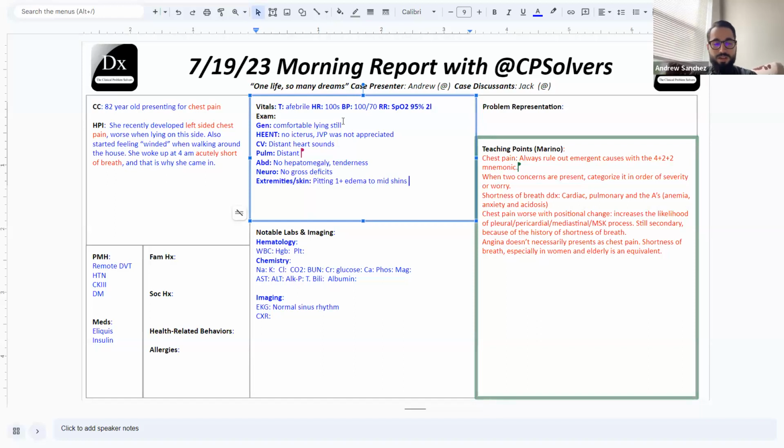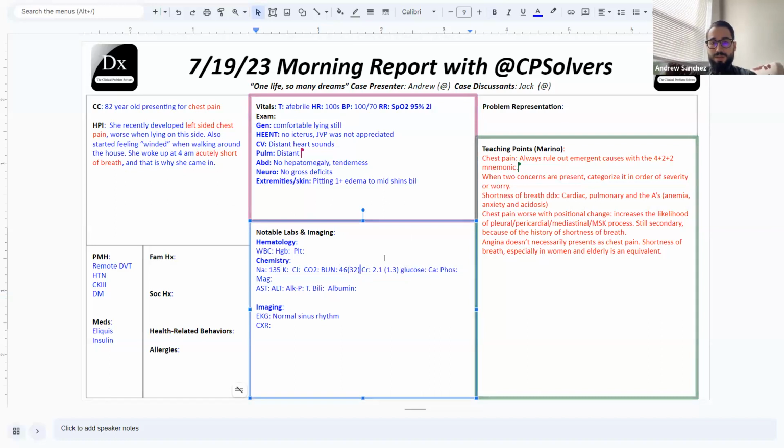And for labs, I'll just give you the remarkable ones. She had a mild hyponatremia to 135, an AKI with a creatinine of 2.1 from 1.3. She had some azotemia with a BUN of 46 from 32. She had normal LFTs, no prior NT-proBNP, but the BNP was 1070, which was high. Her troponins were 23 downtrending to 14. She did not have any leukocytosis. She had a stable normocytic anemia.